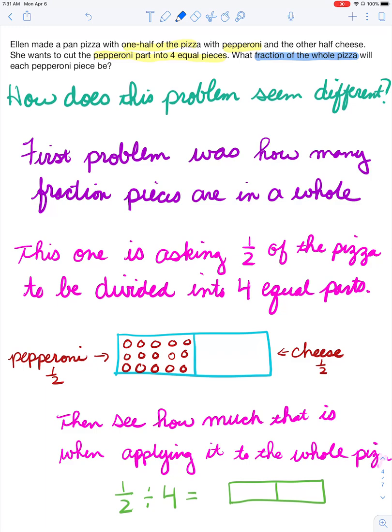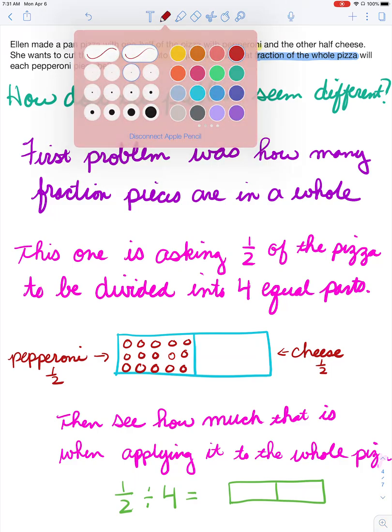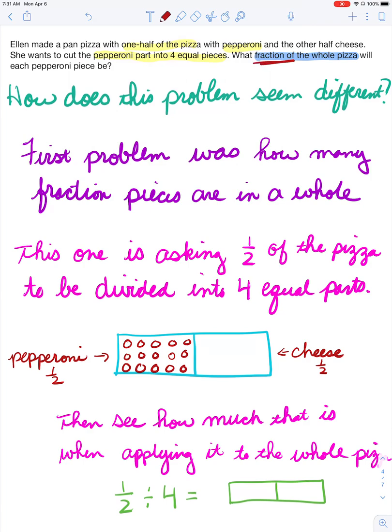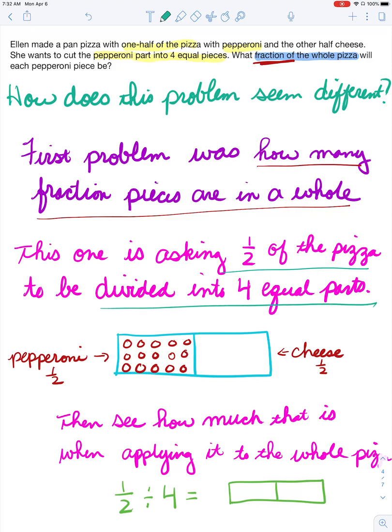So this problem is a little different because it doesn't seem like we're going to be getting a whole number, and this key word right here, fraction, tells us that we're not. So let's see what we got. First problem was how many fraction pieces are in a whole. In this problem, I'm looking at what is 1/2 of the pizza and what would those parts look like if I divided the half into 1/4 parts. So I'm looking for a portion of how much the pizza would be if I divided half of the pizza into 4 equal parts.